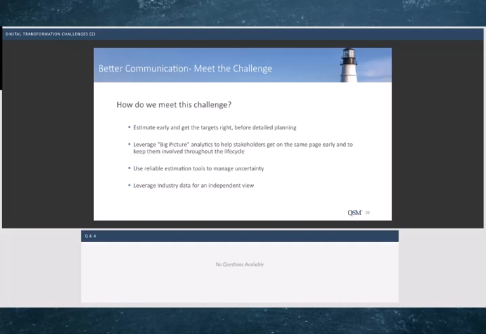And then, in addition to leveraging the tools and the models, have an independent view. Look at the industry data to make sure that you're on the right track, to make sure your vendor is competitive or your internal project is competitive.